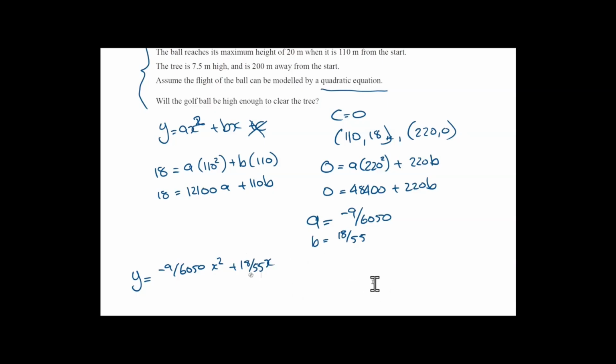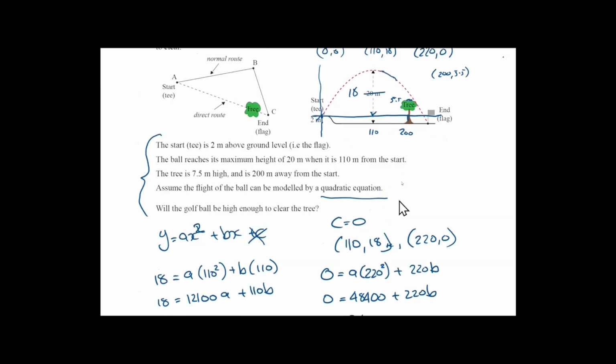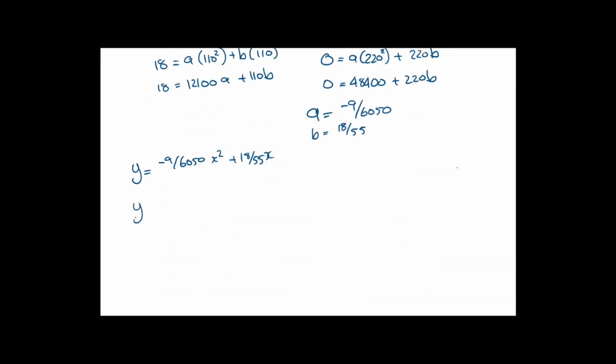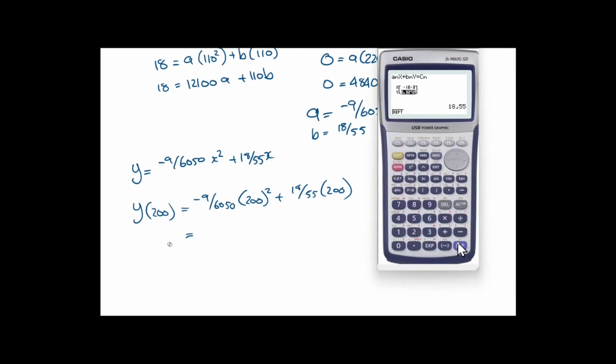Now we've got the equation of that parabola. Now we want to check at 200, is that going to be more or less than 5.5? So y at 200 is going to equal minus 9 over 6050 times 200 squared plus 18 over 55 times 200. We could do that on the calculator, but I'll show you the quick way of doing it using the calculator.